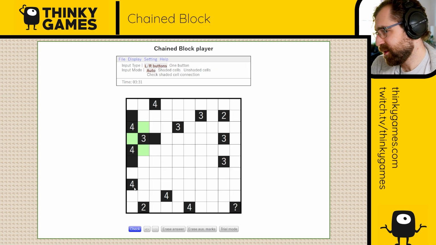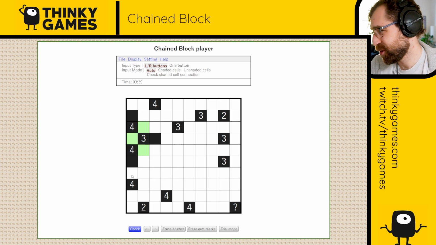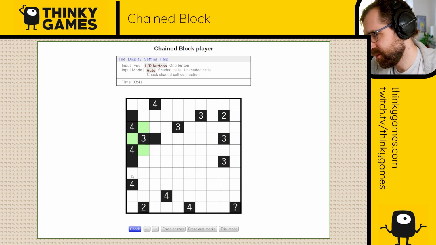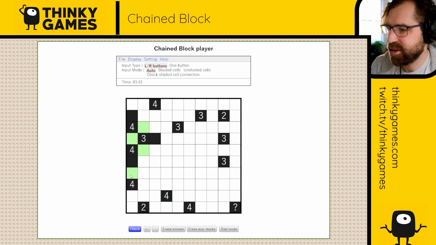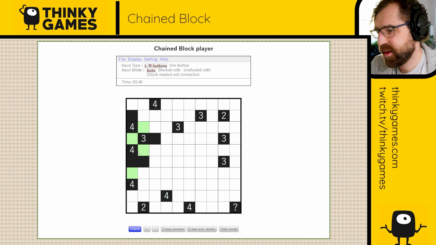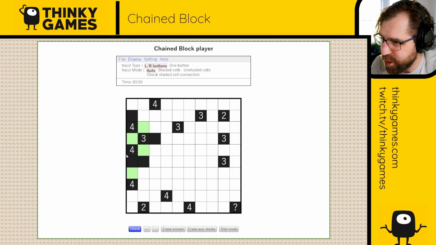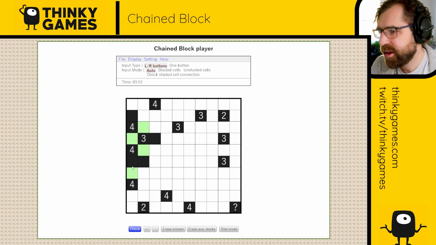That 4 can't continue down this way because if it did, it would connect to this other 4. And even though, sure, they'd both be part of a 4 shape, they could only have 1 number on each block. So that's going to get cut off there. And then this must come out this way. We don't know which way the 4 is going to go after that. We don't know which way the 3 is going to go after that.